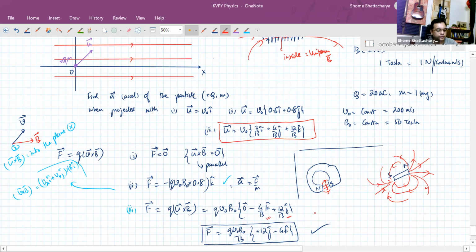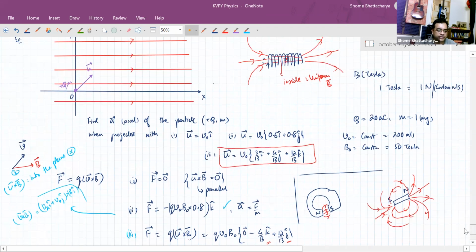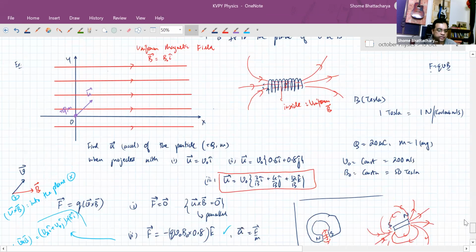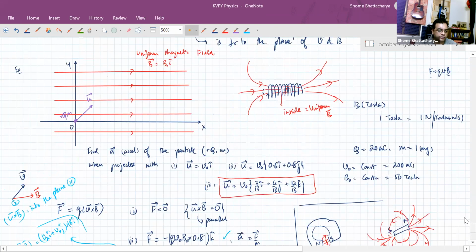So this kind of thing can also be there in KVPY because it's a bit of application of vector algebra and nothing very complicated. And apart from that, you should know the formula of this Lorentz force and the proper vector formula, not the type of formula you might have seen earlier in class 10 as part of general knowledge, but the proper vector formula with the cross product.